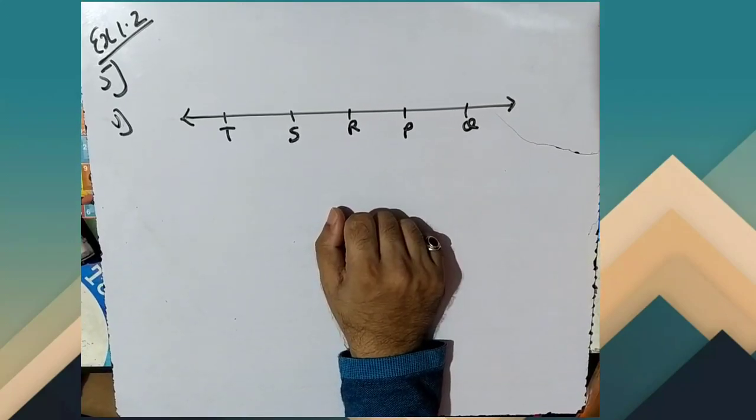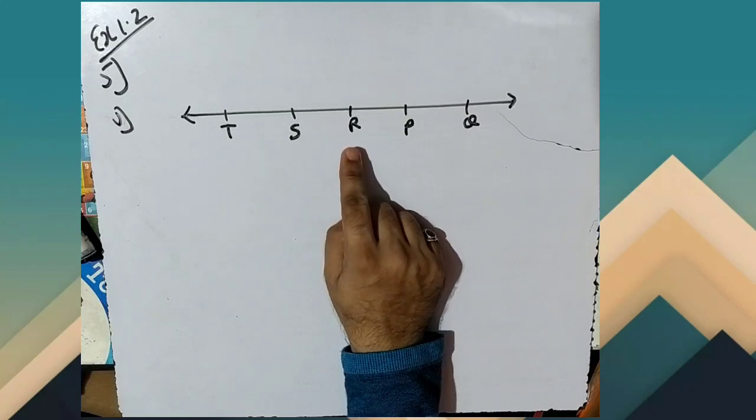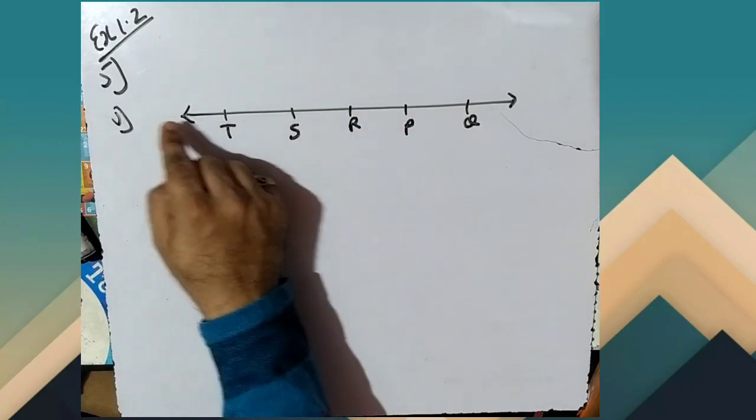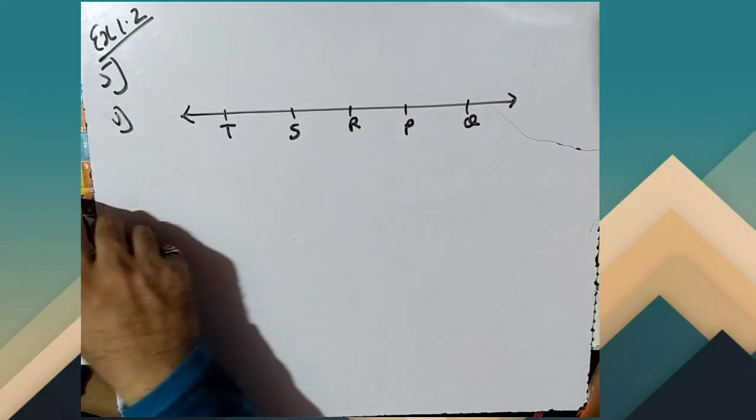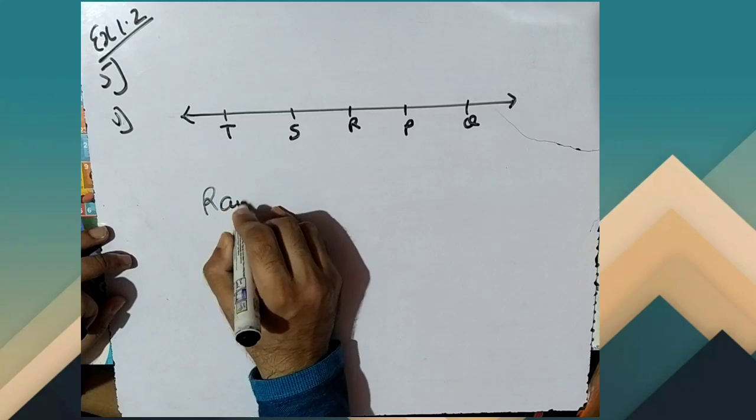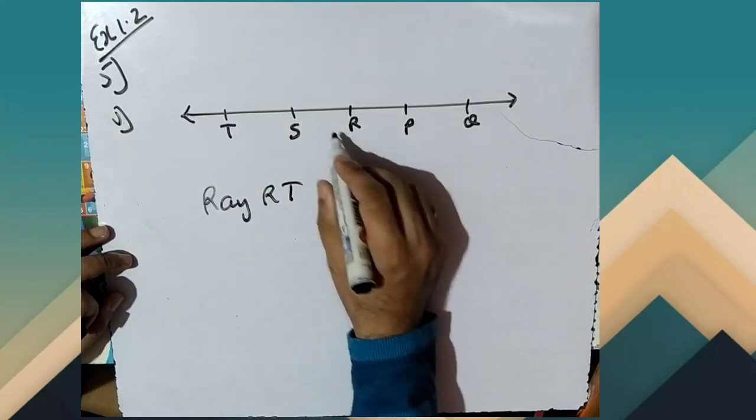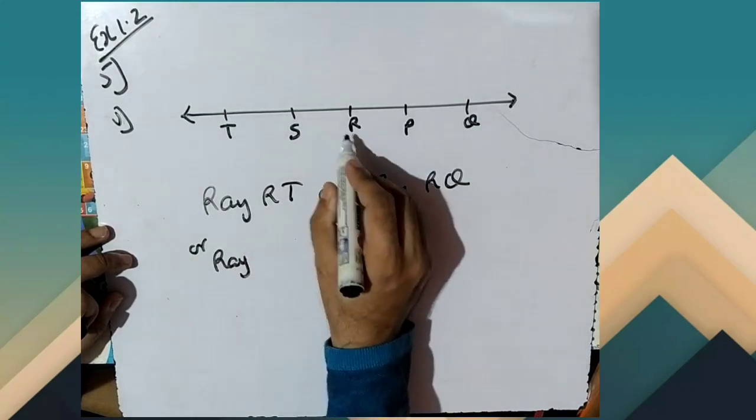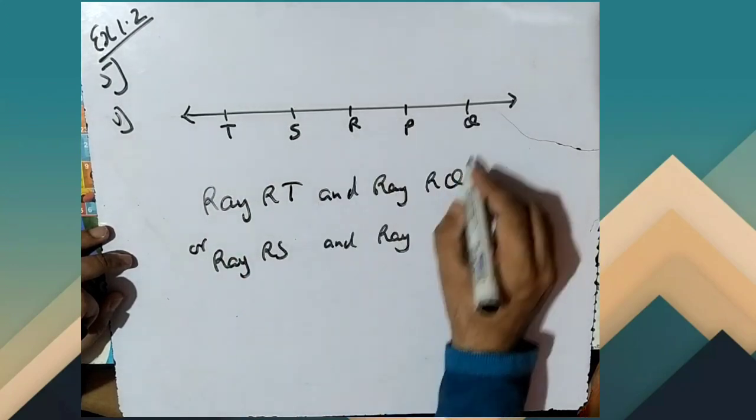In the fifth question, they are asking us to write the pair of opposite rays with common endpoint R. Opposite rays are in opposite direction with the same origin. So the opposite rays with endpoint R will be ray RT and ray RQ. Or you can also write ray RS and ray RP.